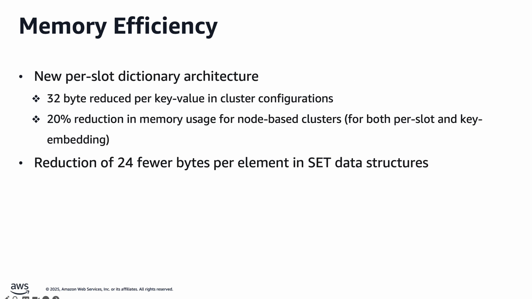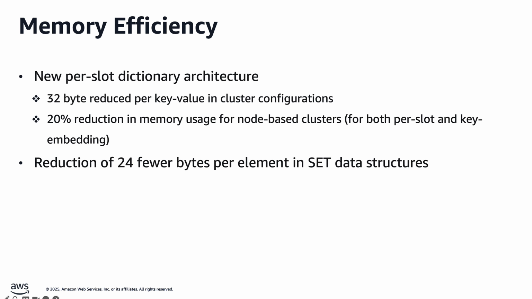Our new per slot dictionary architecture has also eliminated a lot of overhead. For typical workloads, we are seeing memory savings of up to 10%, and in cluster configurations, we are saving 32 bytes per key. Better memory efficiency allows you to get even more out of your highly efficient cache, or if your dataset is fairly static, it provides an opportunity to cost optimize.